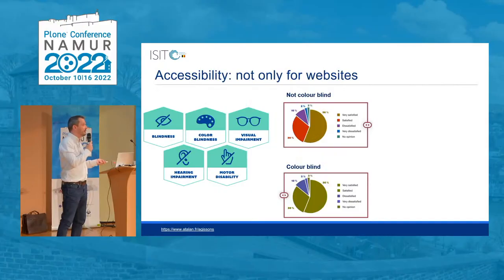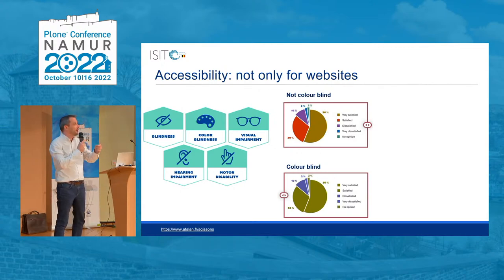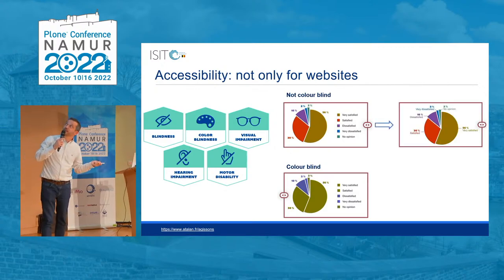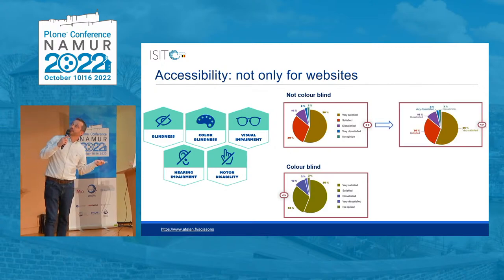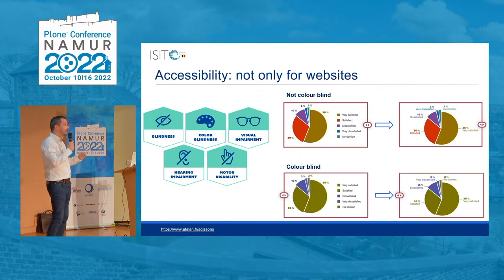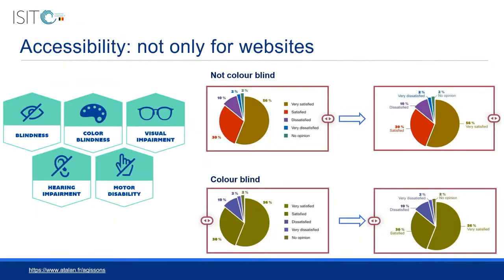8% of men are colorblind. 1 in 12 men is colorblind. Only 0.5% of women, but 8% of men, that's massive. So if you create something slightly different, suddenly it becomes accessible. It's not just for websites, it's for all your daily usage of IT to communicate with your colleagues as well.